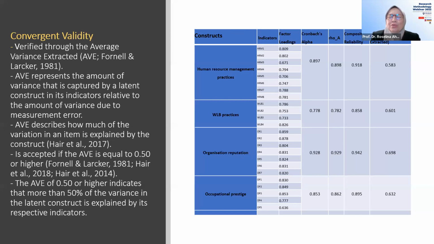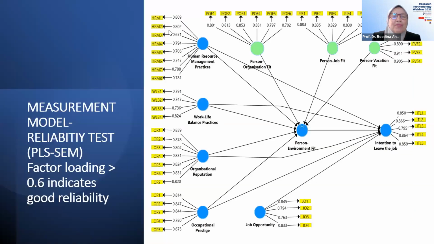If you use SmartPLS, you can know that the composite reliability is 0.918. And these are the factor loadings, the reliability for each of the items that constitute the HRM practices. If I go back to the previous slide, you see this, 0.82, 0.67, and so forth.